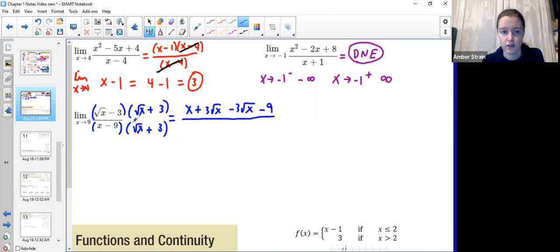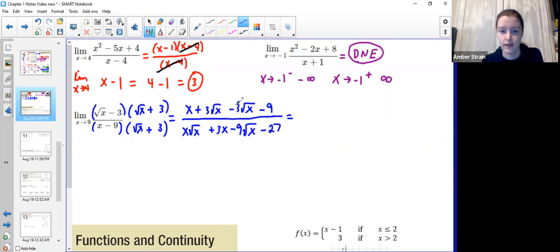Okay, on the bottom, I know this looks weird, but just go with it. X times square root of x is x square root of x. X times 3 would be +3x. -9 times square root of x would be -9 square root of x. And -9 times +3 would be -27. Okay, I know it looks weird, especially this right here. We don't see very often, but this is all going to magically work out.